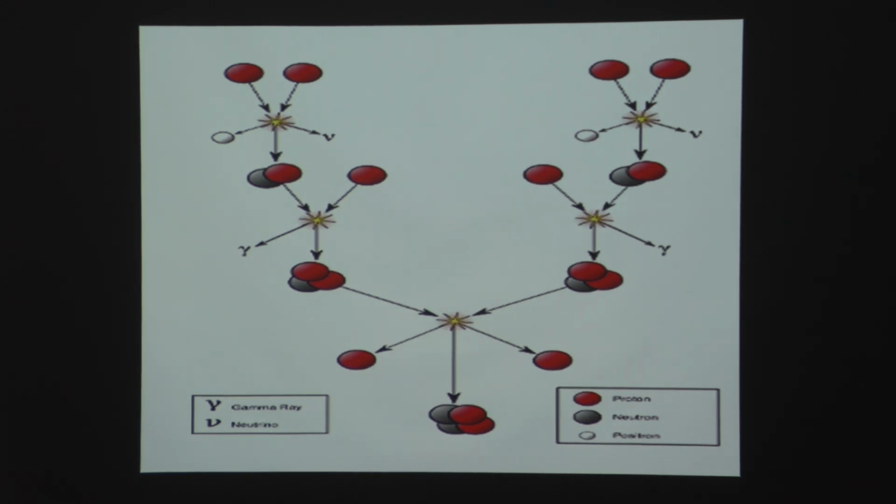Yep. This fusion, they talk about helium atoms, yep. But these are atoms not as we think of them. They don't have electrons orbiting them at that point. Yeah, they're basically just the nucleus. Yep. Inside the sun or stars, yeah.